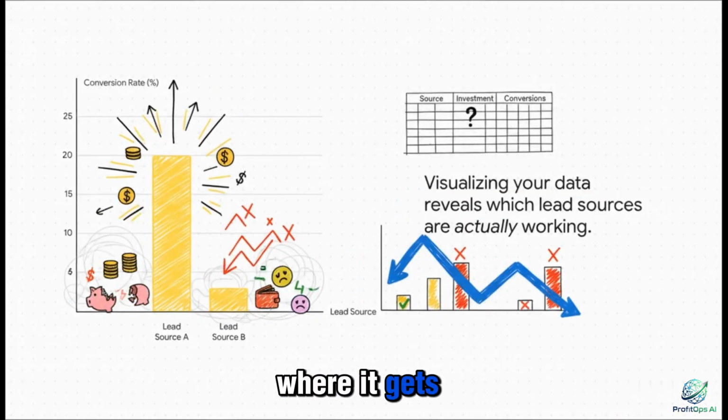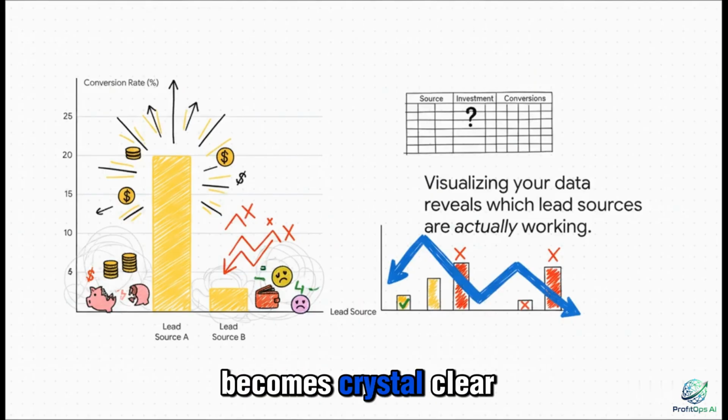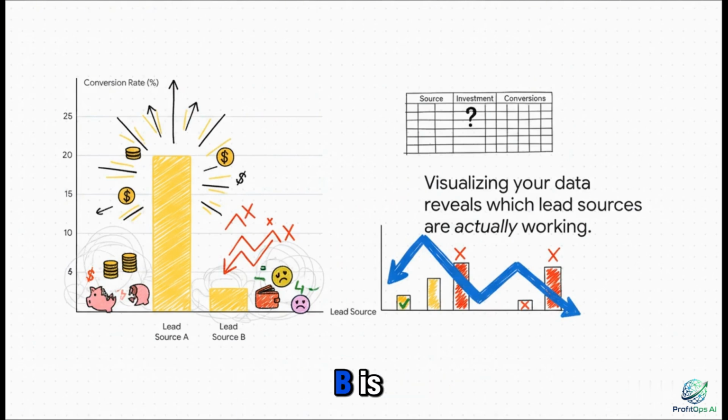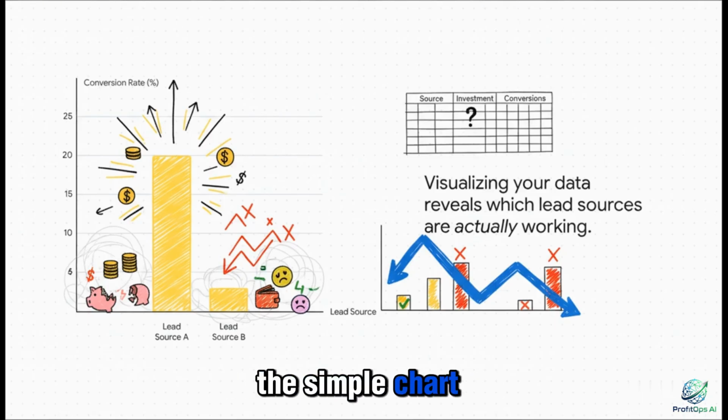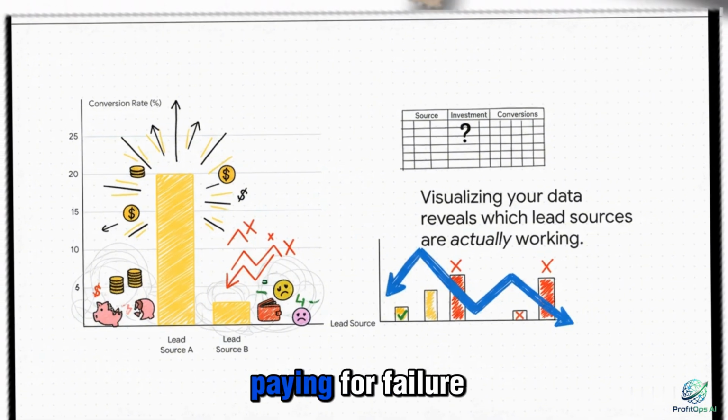Now, this is where it gets really fun. When you visualize this data, the story just becomes crystal clear. Take a look at this chart. See how lead source A is converting like crazy, while lead source B is, well, it's barely doing anything. Without the simple chart, you could be pouring money into both of them equally. You'd literally be paying for failure.